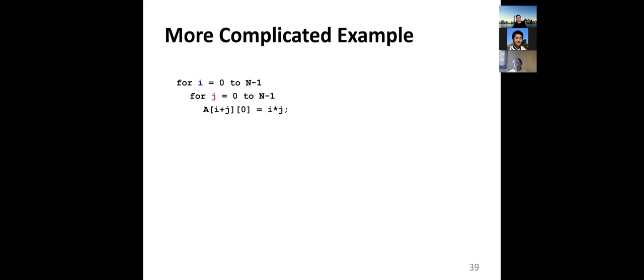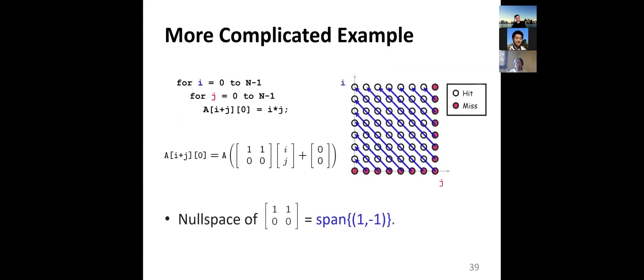How about a more complicated example, something like this, where you had I plus J. Again, the same thing. This is the representation for I plus J. And then the null space is essentially a span of 1 and minus 1. So essentially, what we have here is misses happen only here and at the ends of the iterations. And then there is the reuse on the diagonal. So our vector that we get here essentially represents 1 minus 1.